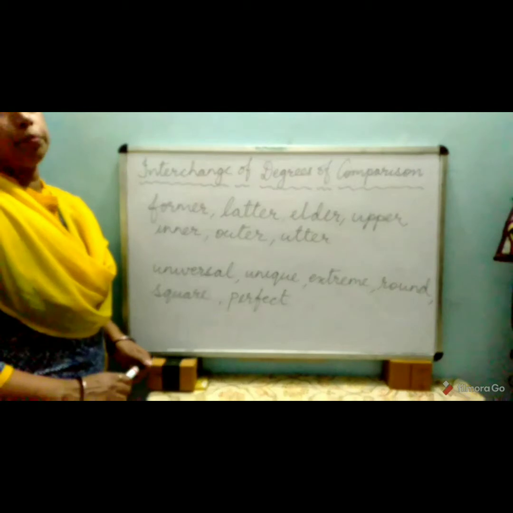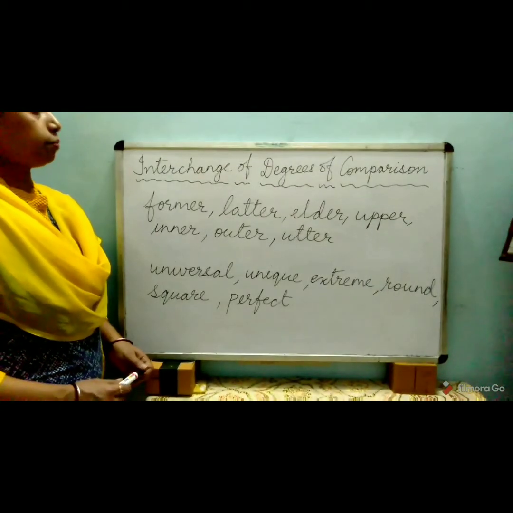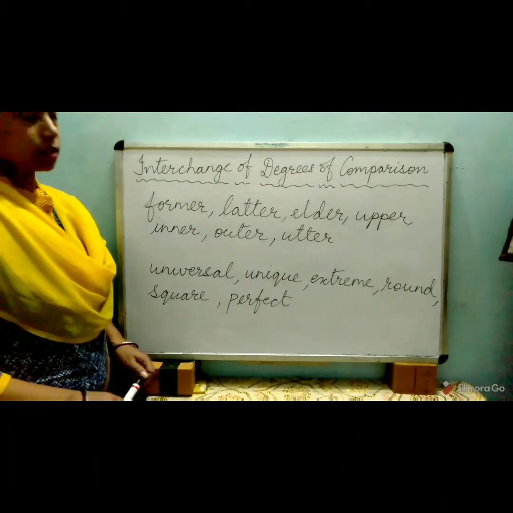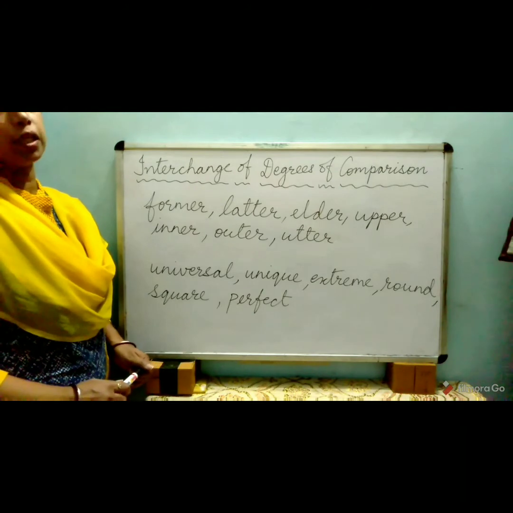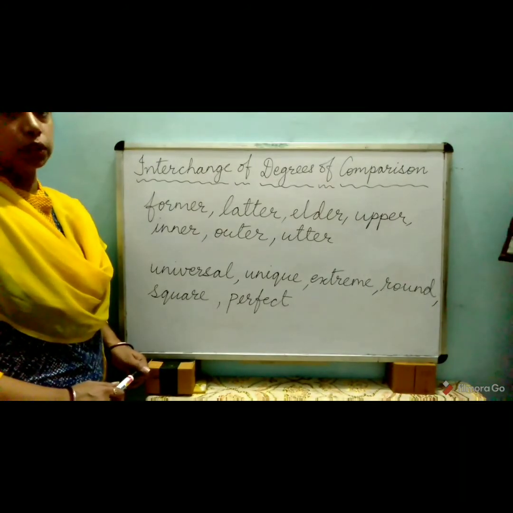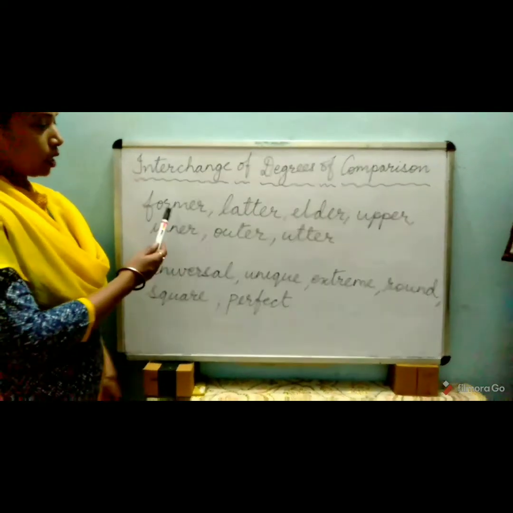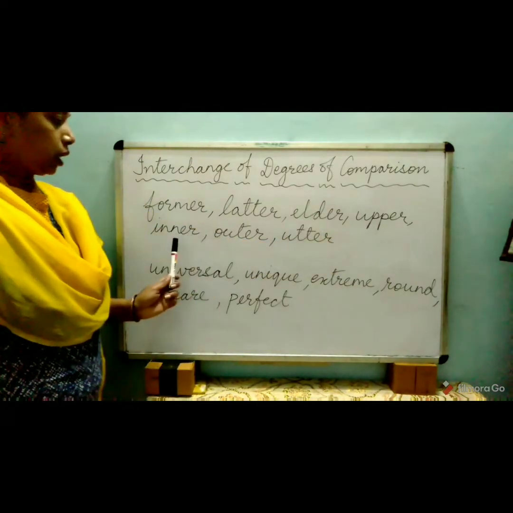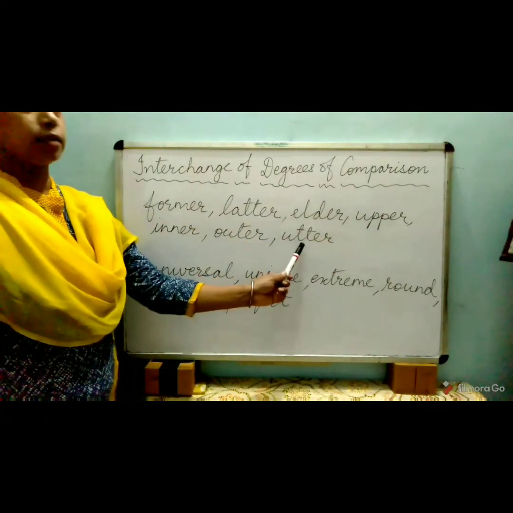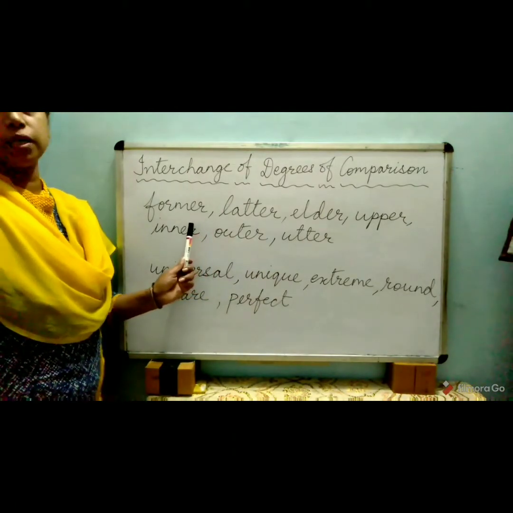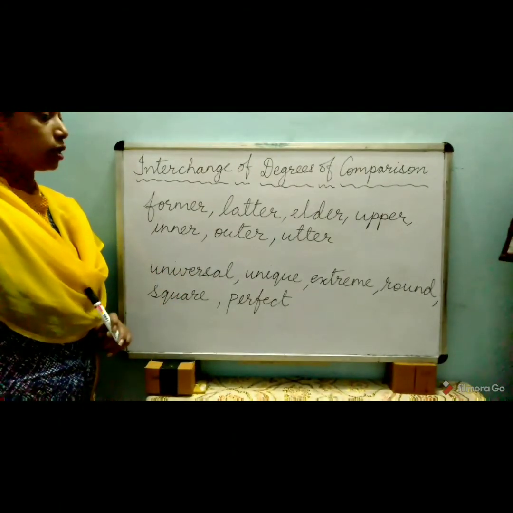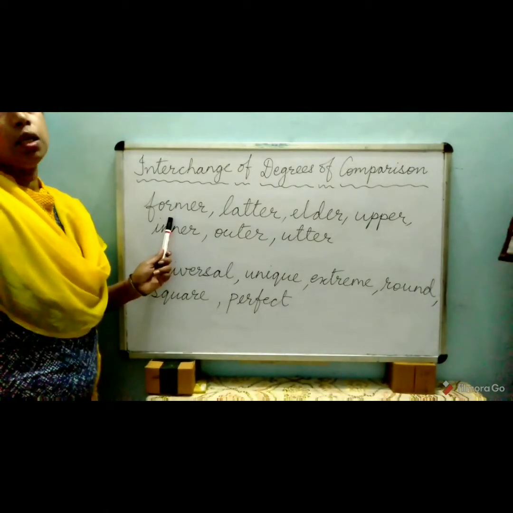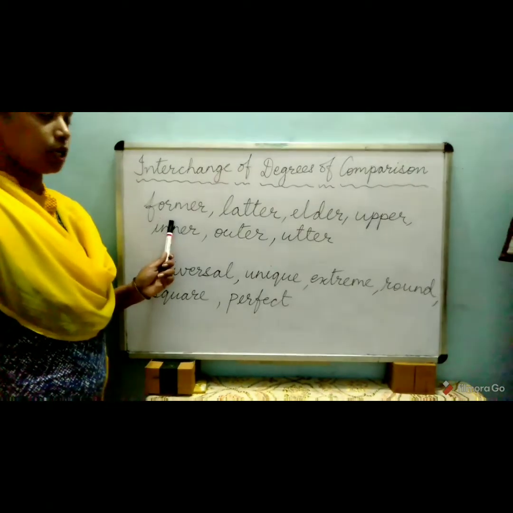There are certain English comparatives also which have lost their comparative meaning and are used as positive. And as these words have lost their comparative meaning, they are not followed by the word than. These words are former, latter, elder, upper, inner, outer and utter. So these words are used as positive. I'll tell you one example each. For example, the former part of the story is very interesting.